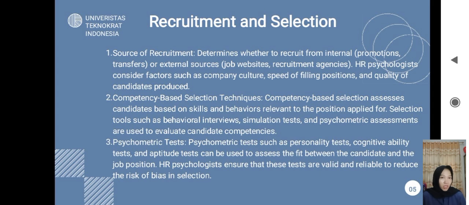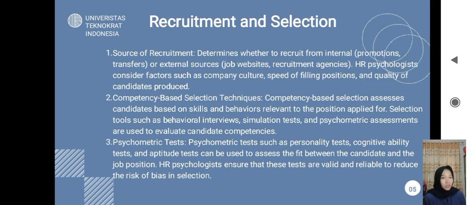The second, competence-based selection technique. Competence-based selection assesses candidates based on skills and behavior relevant to the position applied for. Selection tools such as behavioral interviews, simulation tests, and psychometric assessments are used to evaluate candidate competence.